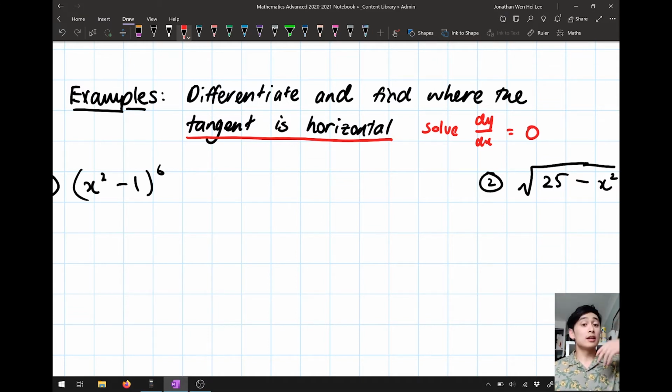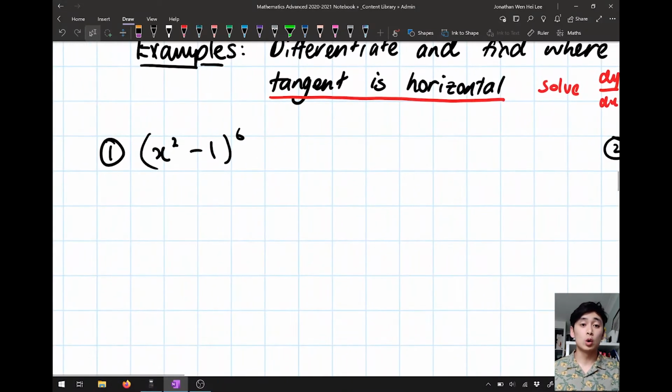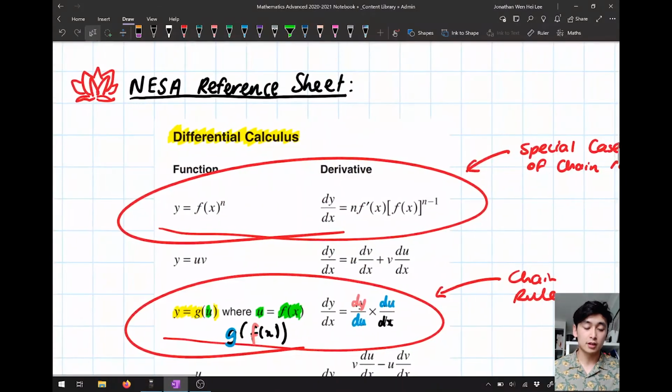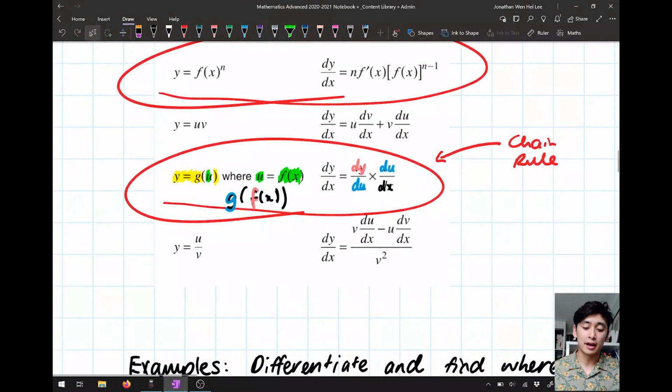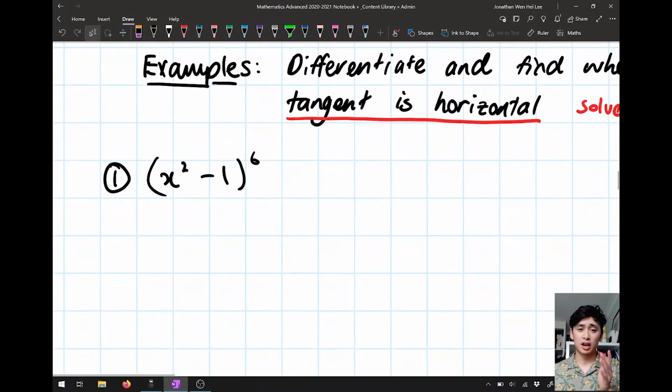Okay, so let's have a go at a few examples. First one here: (x squared minus 1) all to the power 6. Now we could use that first rule up here, f(x) to the power n, but I'm just going to use the general chain rule that I've shown you so that we don't get confused. Notice here we've got an inside function and an outside function. Our inside function is this x squared minus 1, inside my little brackets here. The outside function is this power 6.